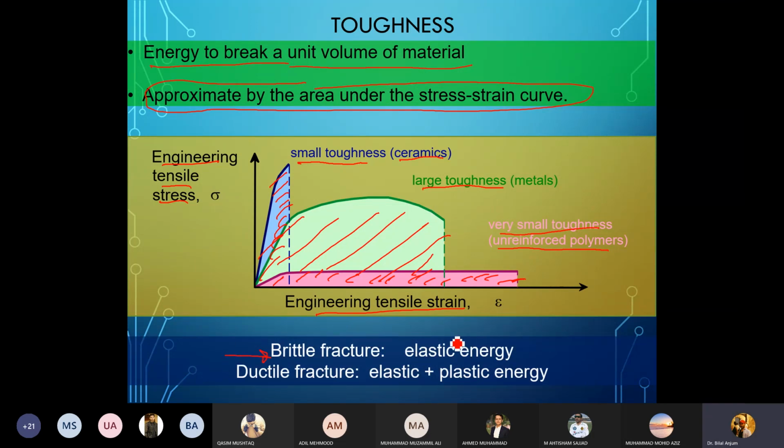Brittle fracture, you would essentially have the energy stored as elastic energy. Ductile fracture, you'll have both the components, elastic plus plastic energy, both contributing towards the total energy that leads to the rupture of the material. All right.